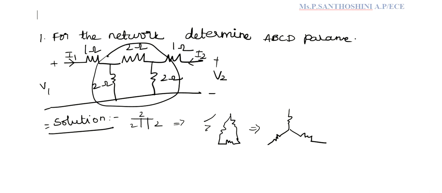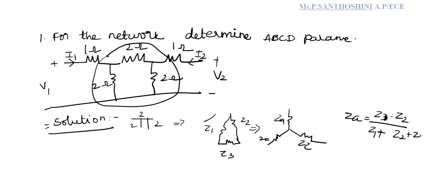So can you remember Z1, Z2, Z3, and this will be ZA, ZB, ZC. So ZA will be like this. The one which is not involved will be here. Z3 divided by the sum of all the resistors. Sorry, Z1 into Z2 divided by Z1 plus Z2 plus Z3. Okay, now your Z1, Z2, Z3 are all the same. So ZA equal to ZB equal to ZC will be equal to 2 into 2 divided by 2 plus 2 plus 2. You are getting 4 by 6, which is equal to 2 by 3.